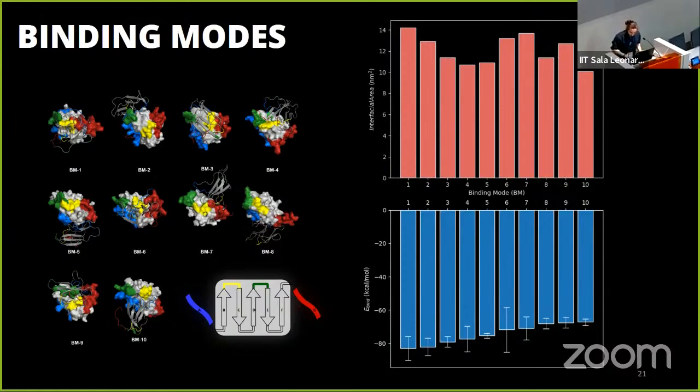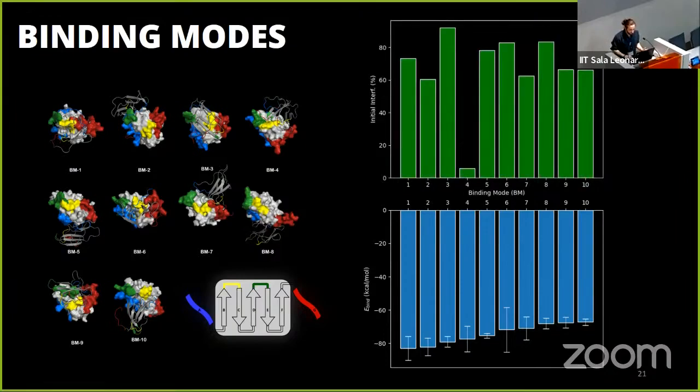These interfacial areas, compared to the initial MCED gas, we're talking about more than 60% conservation, although there was one outlier, the binding mode 4, which changed almost completely its binding interface. This was probably a dimer configuration which found a more stable minimum through the MD trajectory.